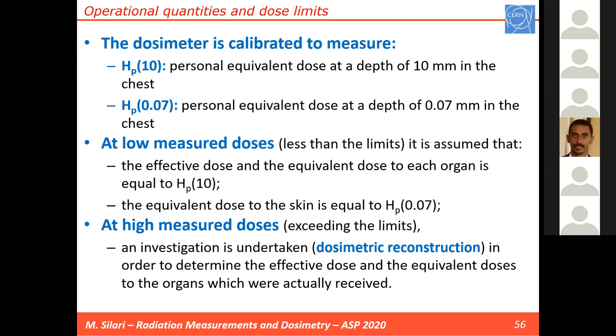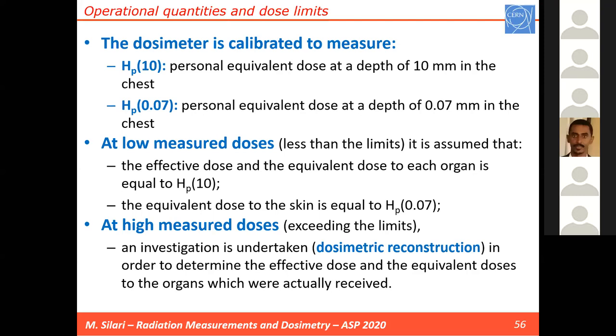At low dose, which is normally the case, professional workers are always exposed to annual doses which are way below the legal limit. So it is normally assumed that the effective dose and the equivalent dose to each organ is equal to Hp(10), and the dose to the skin is equal to Hp(0.07). If you exceed the dose limit because of an accident, for instance, then you need to undergo an investigation.